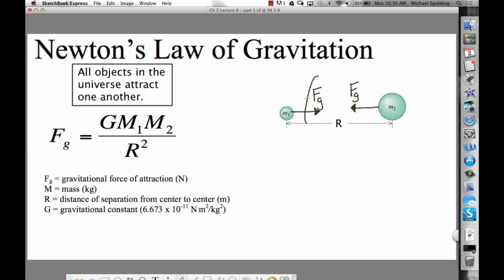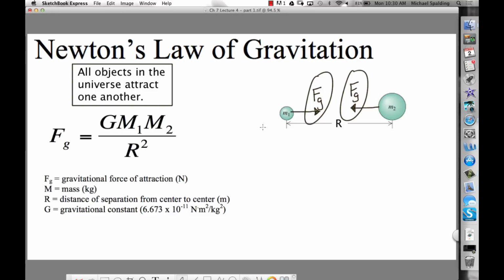Will these two forces be the same or different? How many of you say they'll be the same? How many of you say they'll be different? Okay, only about 4 people. Who says they're going to be the same? Yes. Who says they're going to be different? No. They're the same.